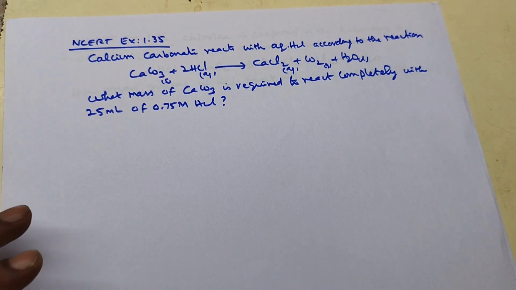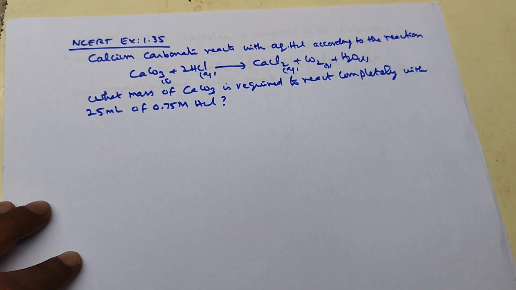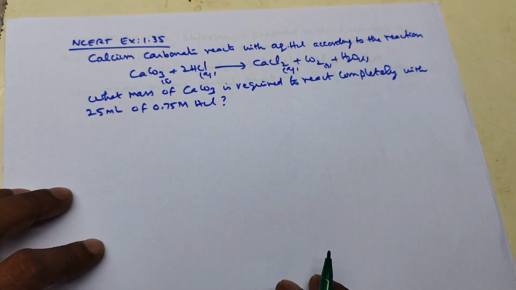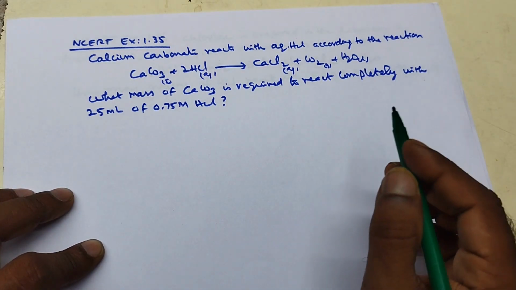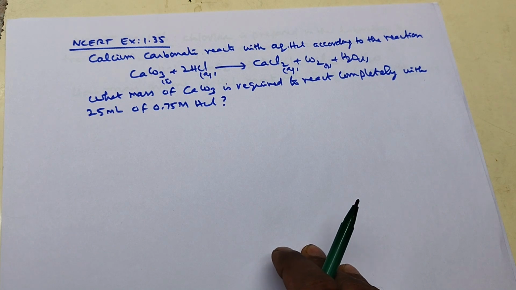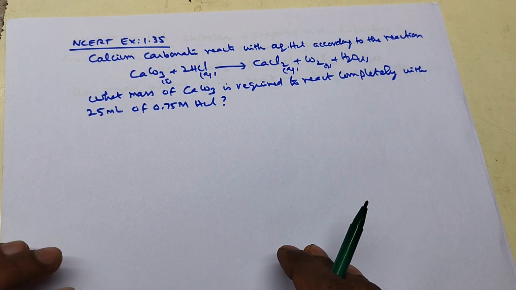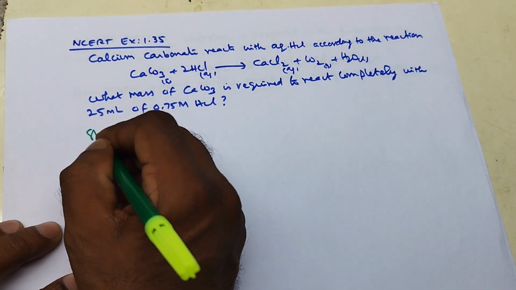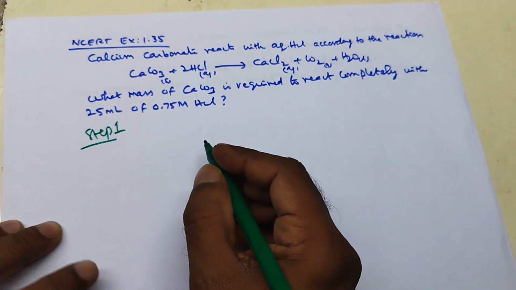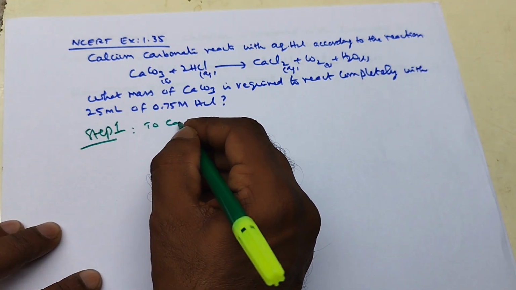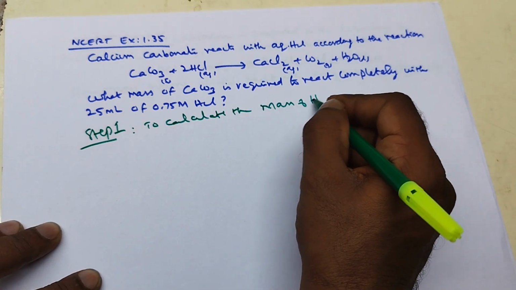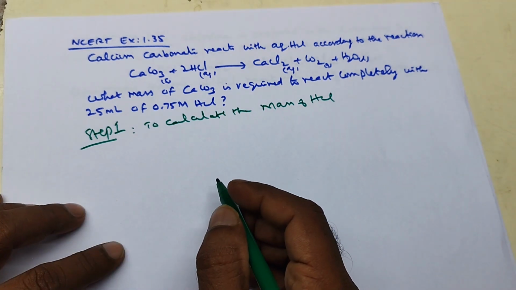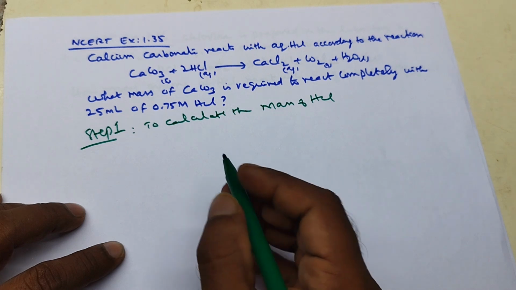Now we come to another problem, NCERT exercise problem 1.35. Calcium carbonate reacts with aqueous HCl according to the equation: calcium carbonate plus 2HCl gives calcium chloride plus CO2 plus H2O. What mass of calcium carbonate is required to react completely with 25 ml of 0.75 molar HCl? They are asking. So there are two steps involved in this. Step 1, you have to calculate the mass of HCl. How can you find out the mass of HCl?